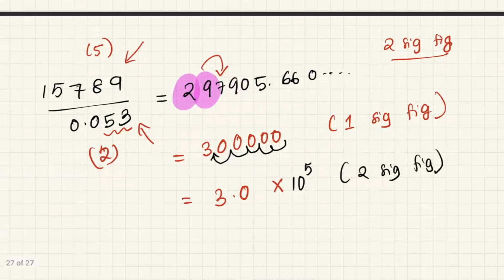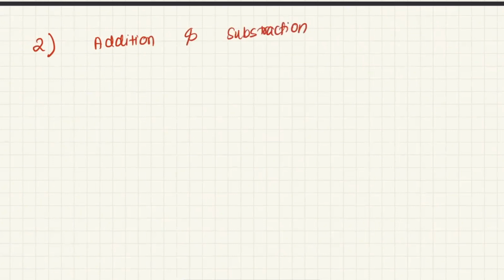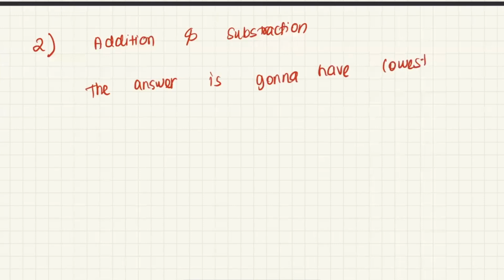Okay, now let's do another question. But okay, let's go to the second rule. The second rule is when you have addition and subtraction. When you have addition and subtraction, it is not important how many sig fig you have. What is important is your decimal place. So the answer is going to have the lowest decimal place.